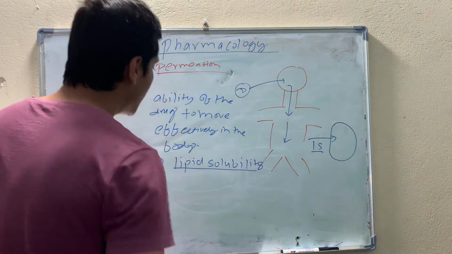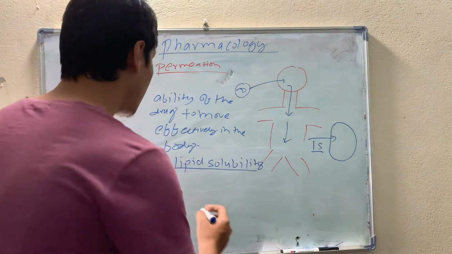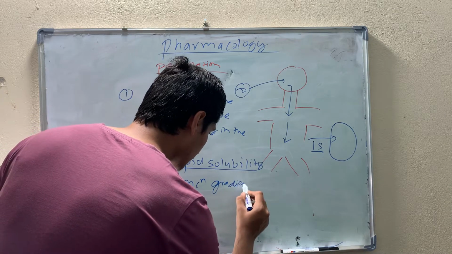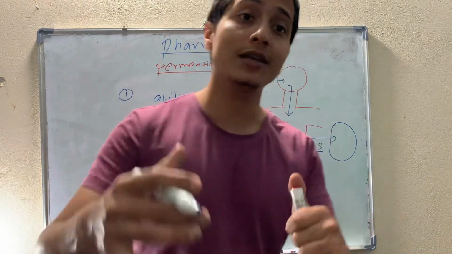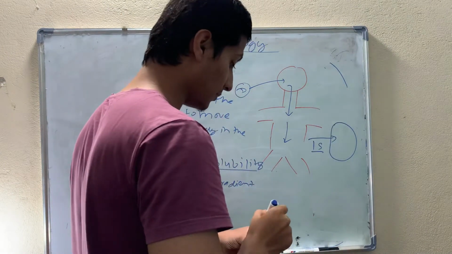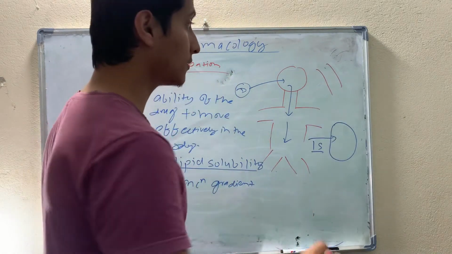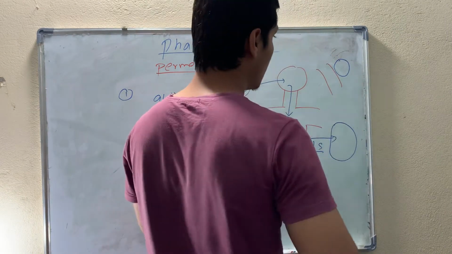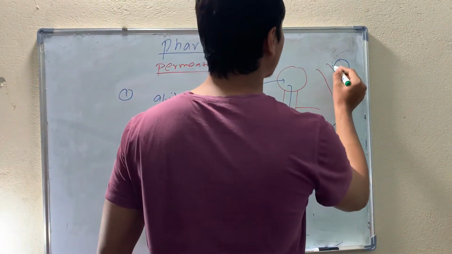Now the next thing that can affect the ability of the drug to move effectively in the body is the concentration gradient. I think everything is clear over here. So what is concentration gradient? Suppose this is your blood vessel, and here is your cell, and in between there is interstitium or something like that.